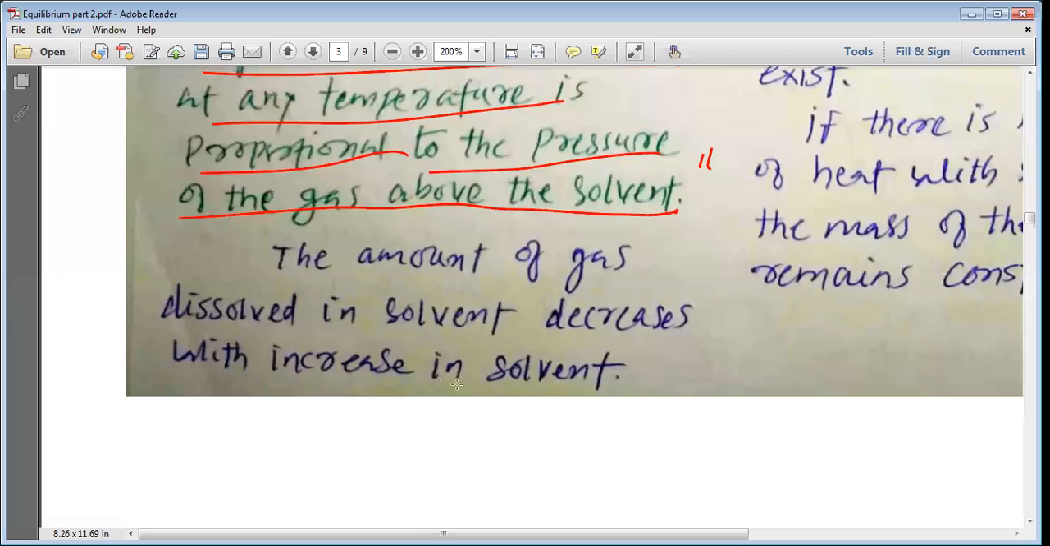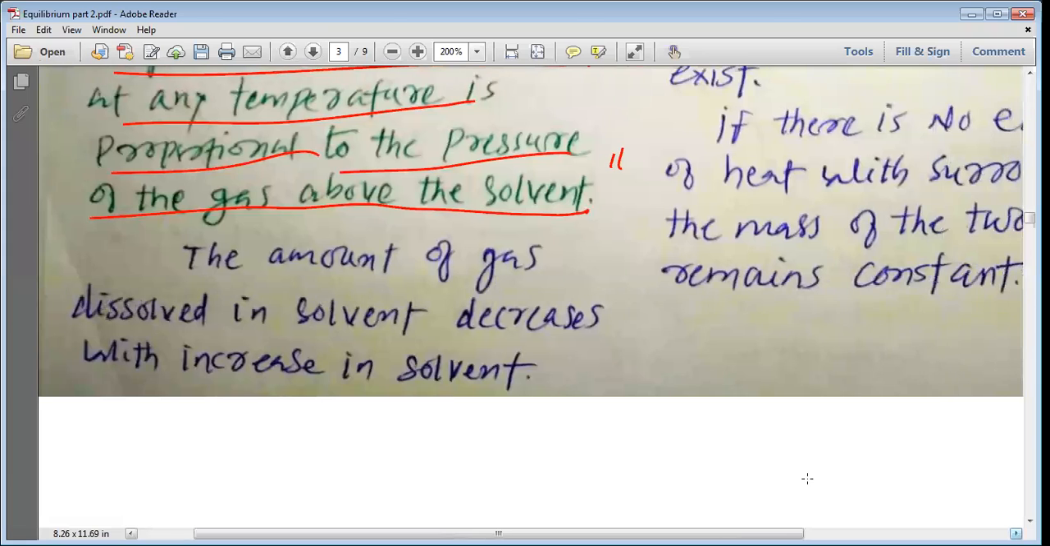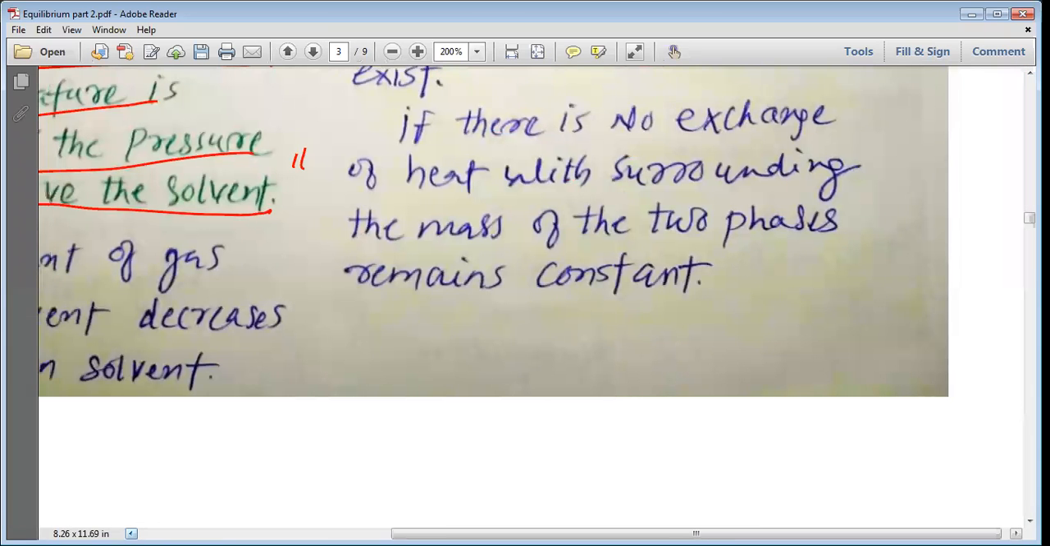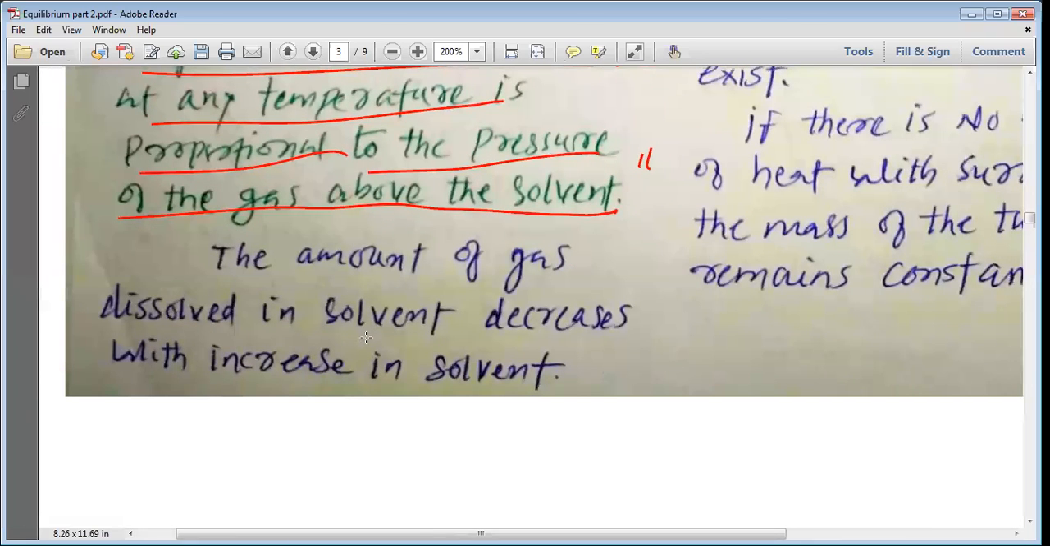The amount of gas dissolved in a solvent decreases with increase in temperature. Let me read it once again so that you can understand it well. The amount of gas dissolved in a solvent decreases with increase in temperature. It should be temperature here, not solvent. Please make sure that you make this change in your notes too.